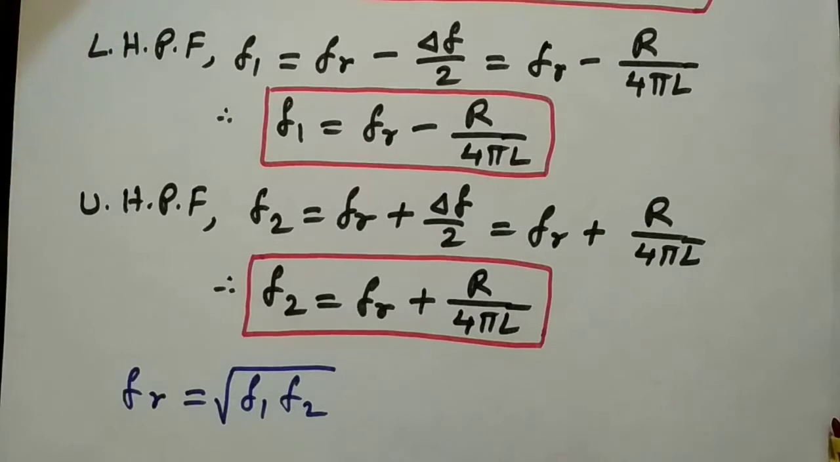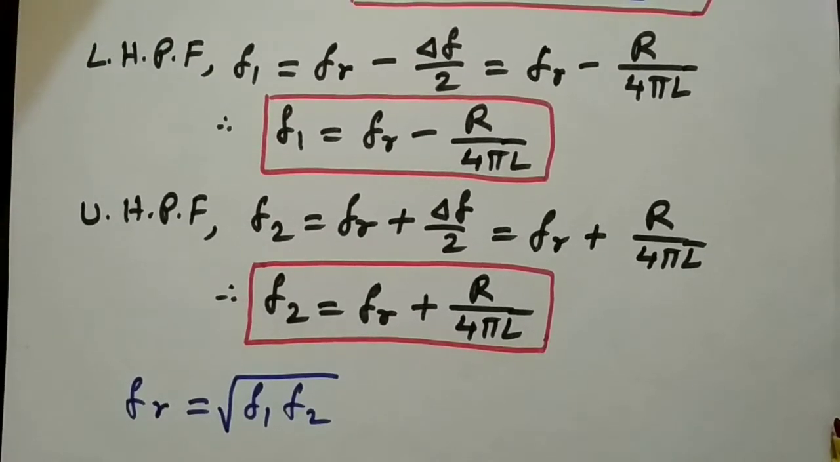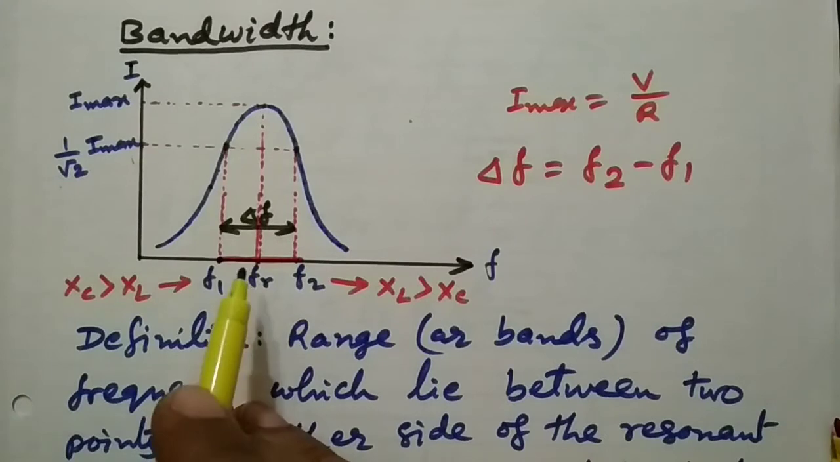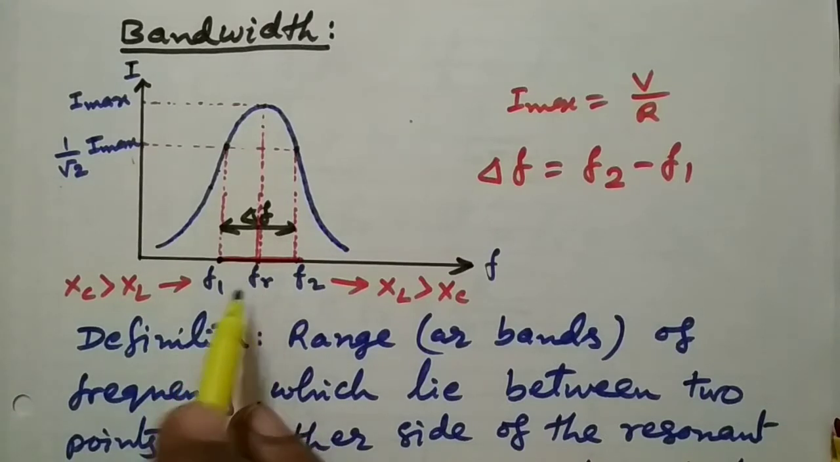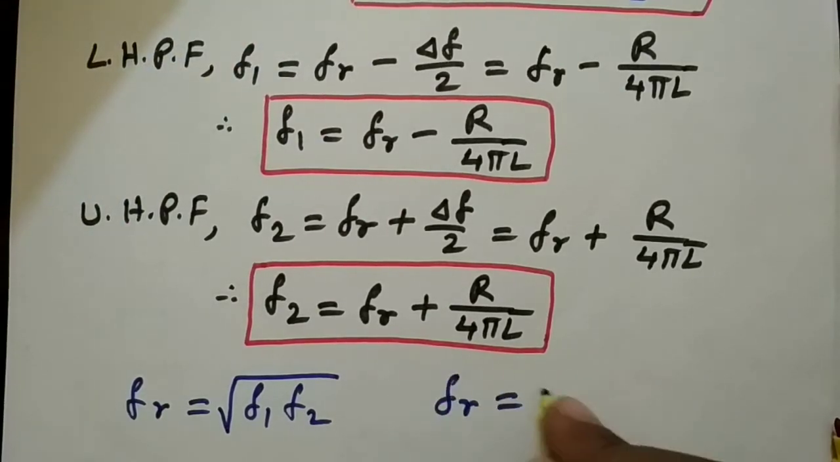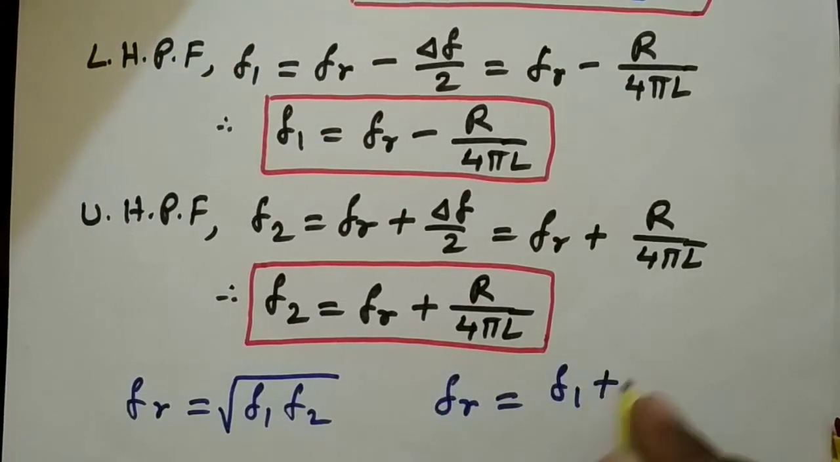So it is also possible, where fr is the midpoint of the resonance curve and it is the midpoint of the bandwidth. So here is the value of fr. In other words, fr can also be written as (f1 plus f2) upon 2. So that can also be written.